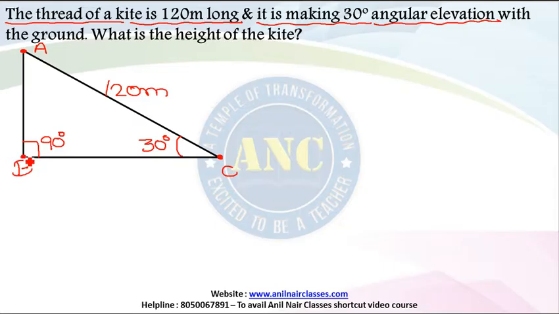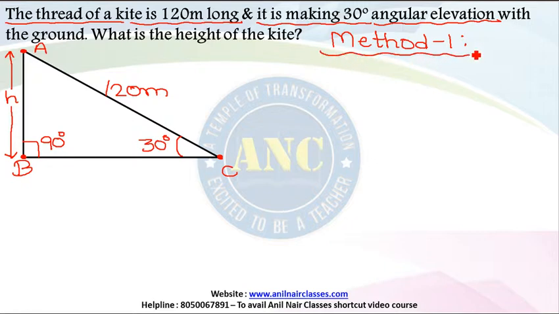Height of the kite from the ground level to the top. This AB value is what they are asking in the question, the height H. Now see here. Let us solve it in two methods, method 1 and method 2. You decide the method whichever you are comfortable with. I am interested in teaching you method 1 first.